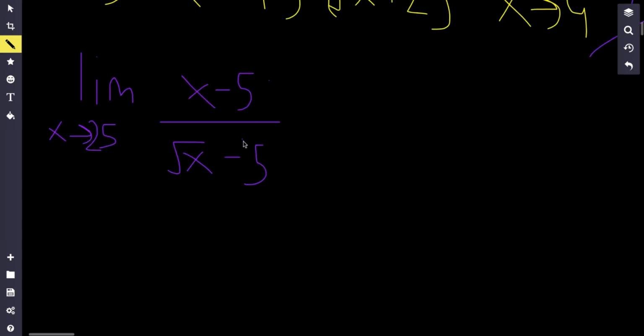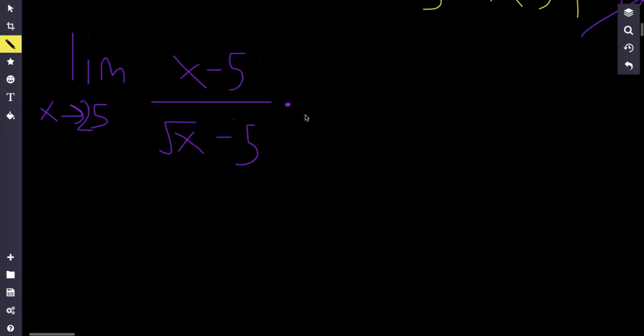Today we have the limit as x approaches 25 of the square root of x minus 5 divided by x minus 25. Now, in this case, if we directly substitute in 25 for x, we get the square root of 25, which is 5. 5 minus 5 is equal to 0. Can't have 0 in the denominator. So we're going to do the same method as before. We're going to multiply by the conjugate.